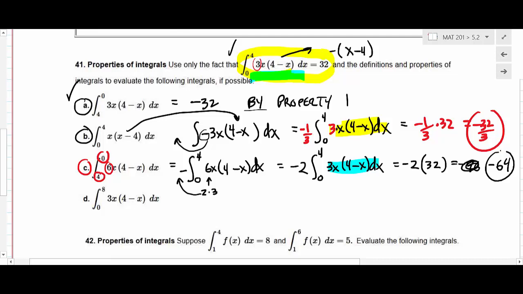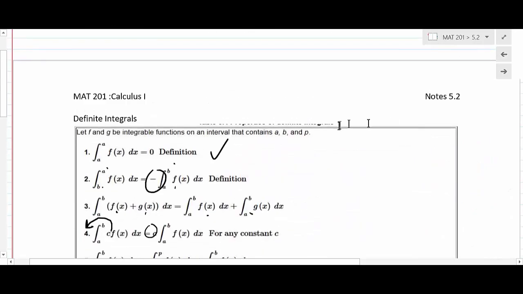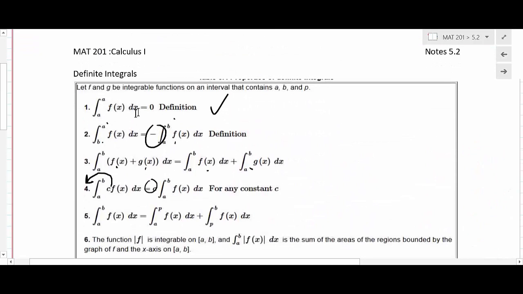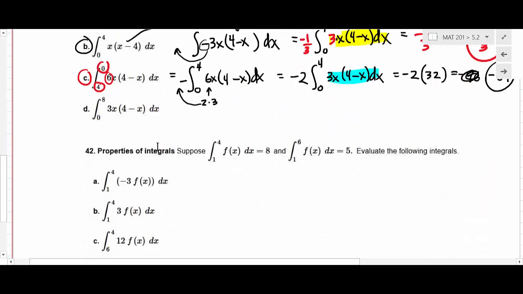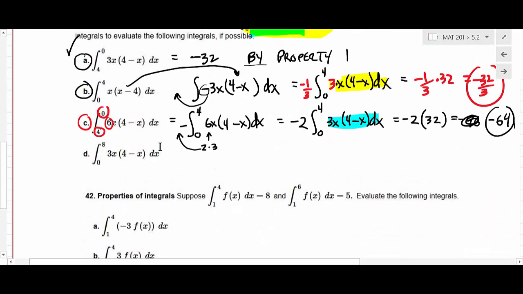Okay. So when we changed the limits, the 0 and the 4, you just make it a negative? Right. Yeah, that's property 1. So if you look at the properties we're learning, that's what I did, or property 2, is I switched the order the limits were in. Then I can take a constant out. So I really used property 2 and property 4 on that problem. Okay, let's see the next one now.